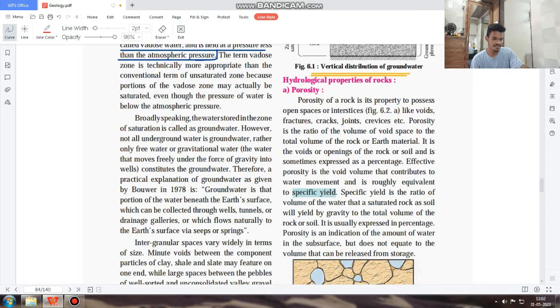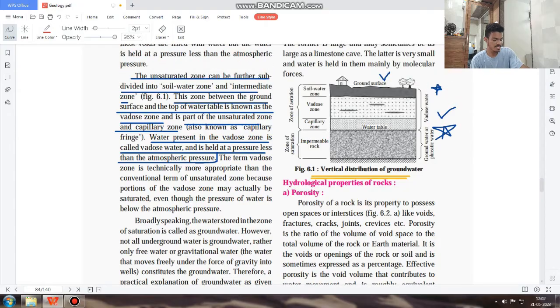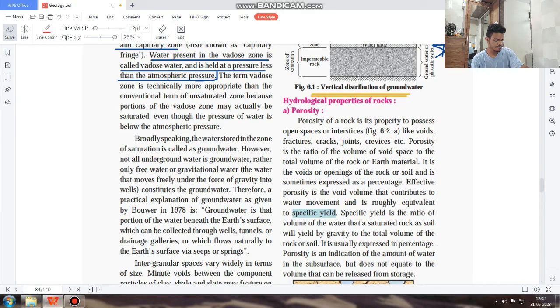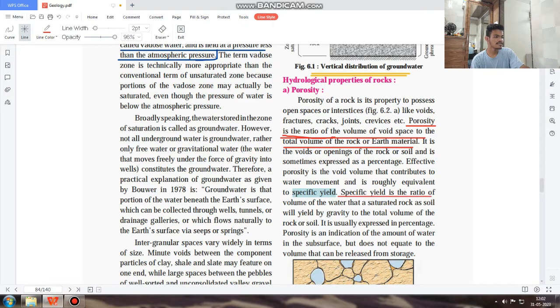Next, nothing much over here. Now we come to hydrological properties of rocks. What I'm underlining, you just remember that this comes. Porosity is the ratio of the volume of void space to the total volume. Porosity has one more definition in another chapter, I'll tell you that later. Specific yield is another thing. What I'm underlining, you just remember that.